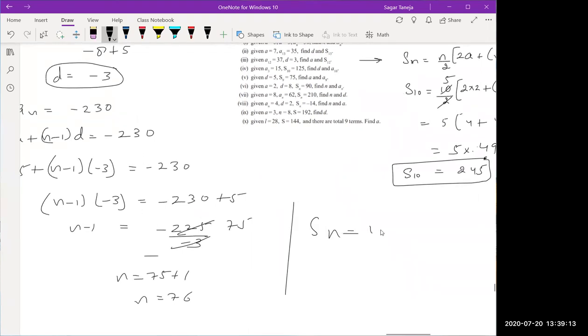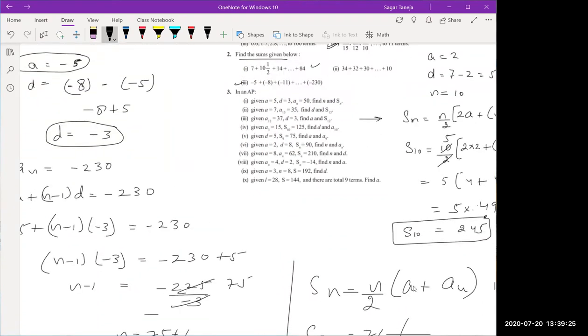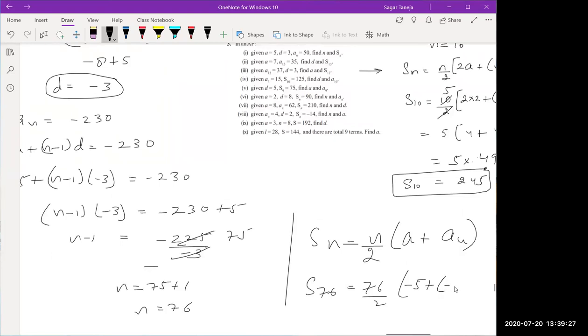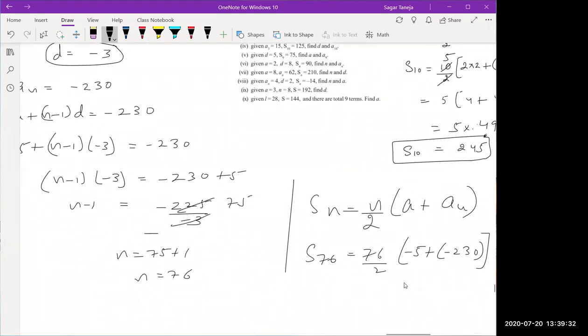I have told you one formula, n by 2 (a plus an). So n is 76, 76 by 2, and a here is minus 5 plus minus 230, like this. Just solve it out, you will get the answer.